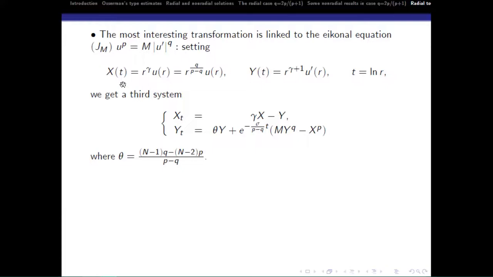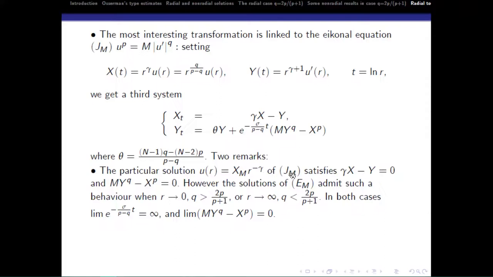You said you introduce the power gamma, which is here, and define x as r^gamma u of r, and y as the corresponding expression for the derivative. And we obtain this system, which still has an exponential, and theta is a particular value. And I make two remarks. The particular solution of the eikonal equation satisfies this is zero and this is zero.